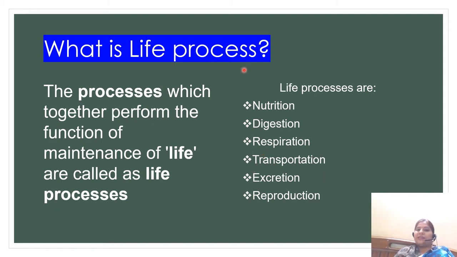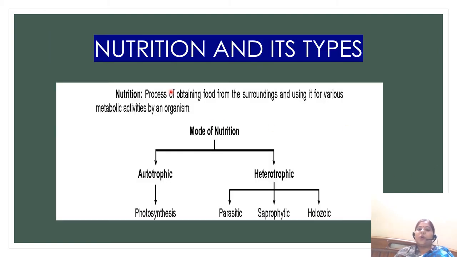So what is a life process? The first question is how we will define a life process. A life process is a process which together performs the function of maintenance of life. And the different life processes which help in maintaining our life are nutrition, digestion, respiration, transportation, excretion and reproduction. First of all, we will focus on nutrition and its different types.